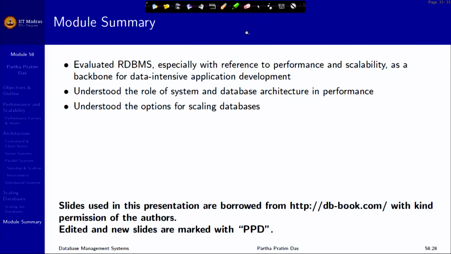So, with that we come to the conclusion of this module. We have tried to take a look at the RDBMS, especially with reference to performance and scalability for different database applications, and tried to assess the alternatives available in terms of architecture, starting from centralized client server to parallel to distributed, and what are the options available for scaling databases. Thank you very much for your attention. We will continue in the next module.